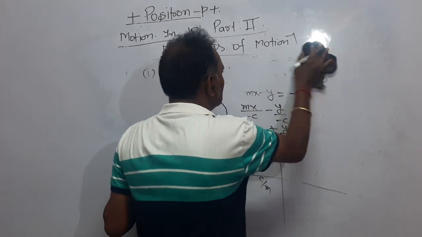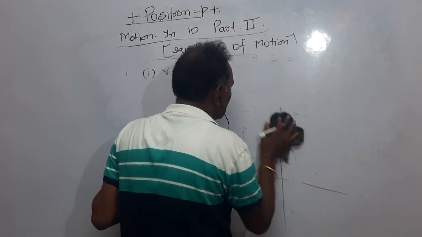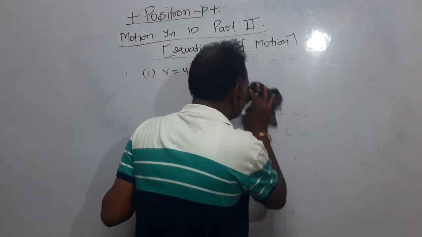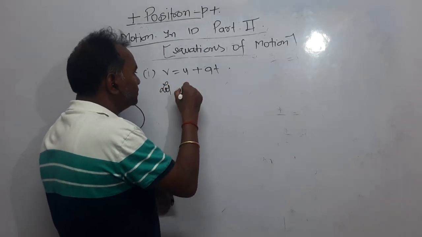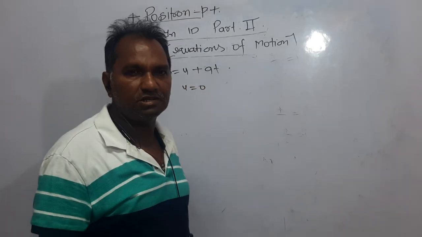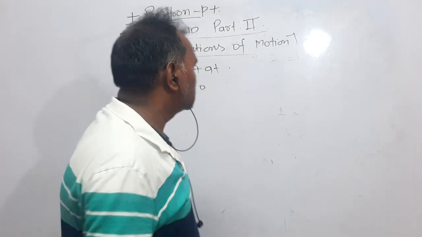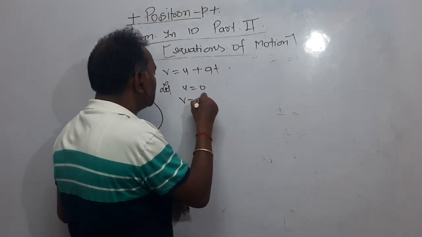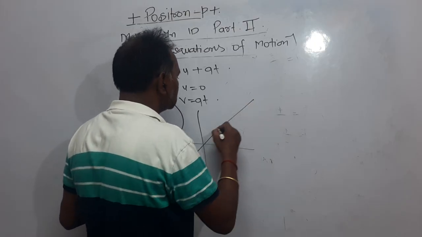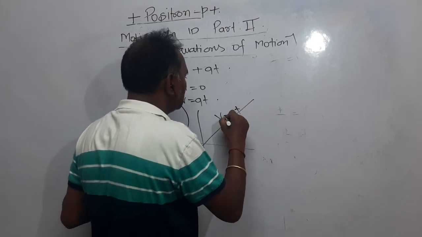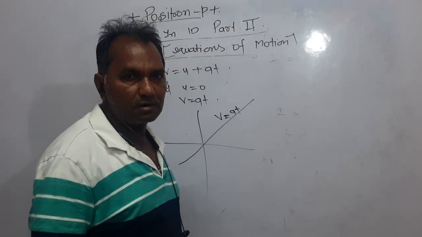Now dear students, v is equal to u plus at, we have to plot. For your convenience, I am supposing u is equal to 0. Initial velocity is 0. Then v is equal to at. This equation undoubtedly will be like this. This is the equation of v is equal to at, where a is positive, right?